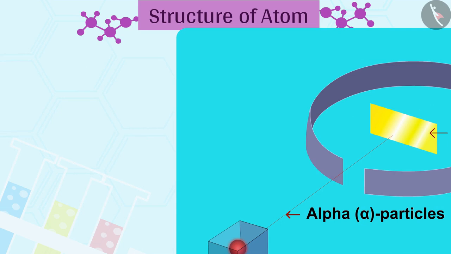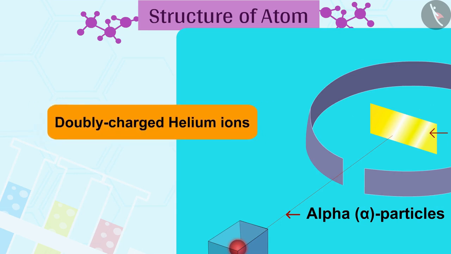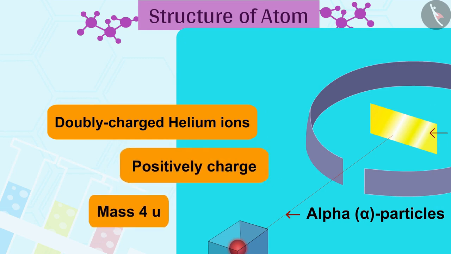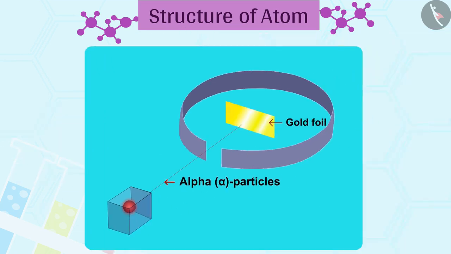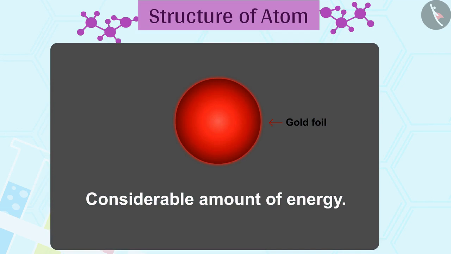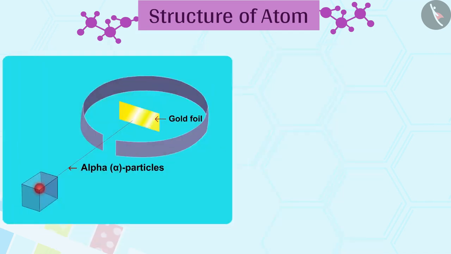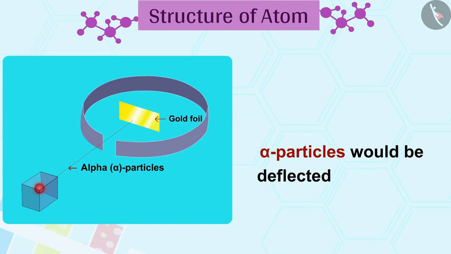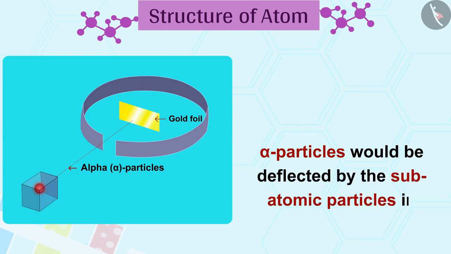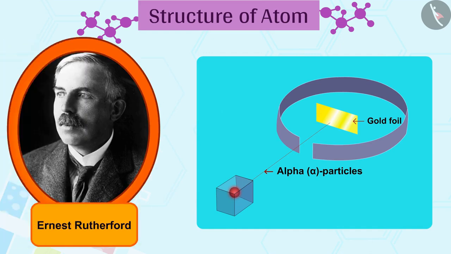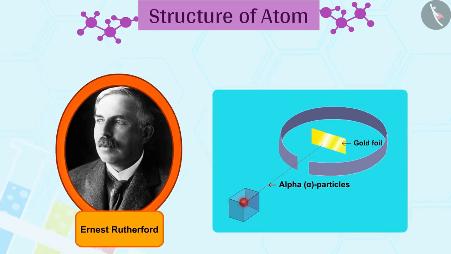Two, alpha particles are doubly charged helium ions, and they are positively charged. And since they have a mass of 4 u, the fast-moving alpha particles have a considerable amount of energy. Three, it was expected that alpha particles would be deflected by the subatomic particles in the gold atoms. Since the alpha particles were much heavier than the protons, he did not expect to see large deflections.